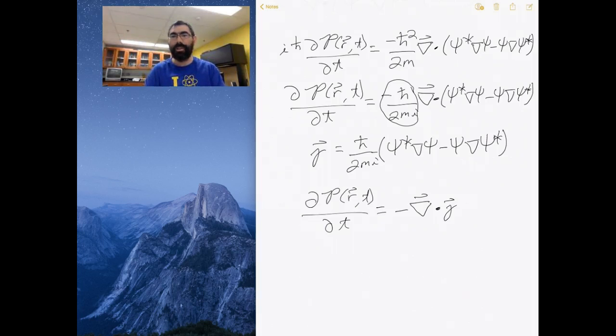which is the exact same continuity equation we had for electric charge, and the exact same equation we have for the continuity of most anything. But in this case, we're talking about the probability density of a quantum mechanical problem.